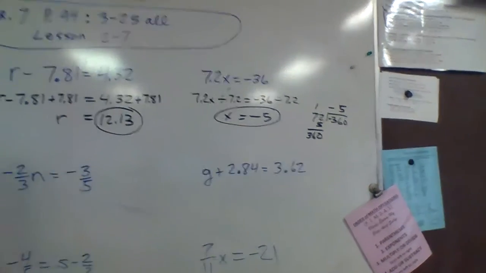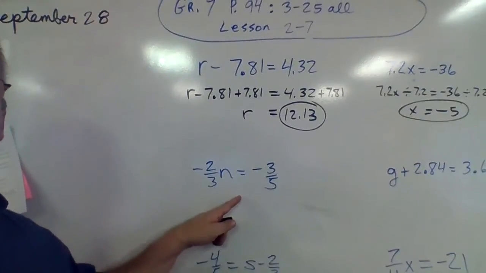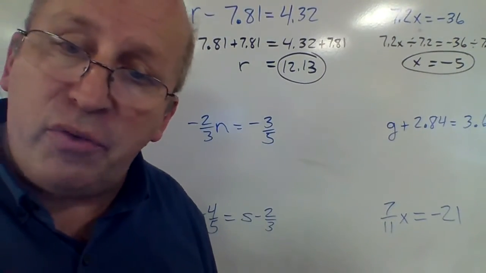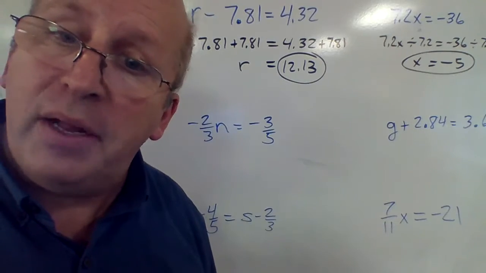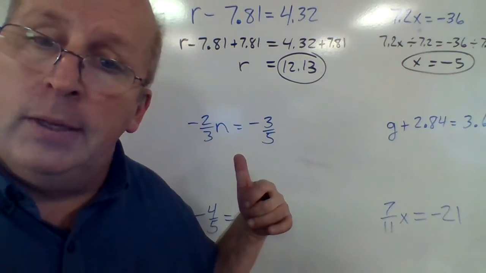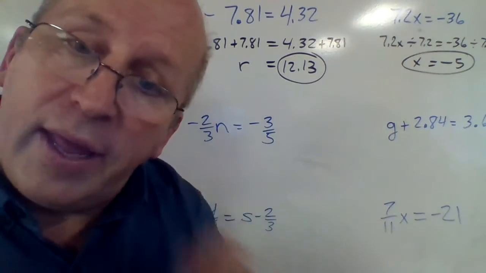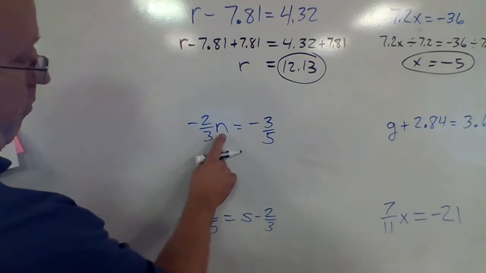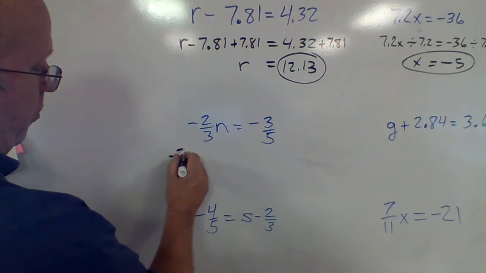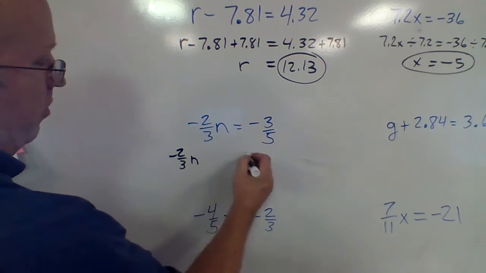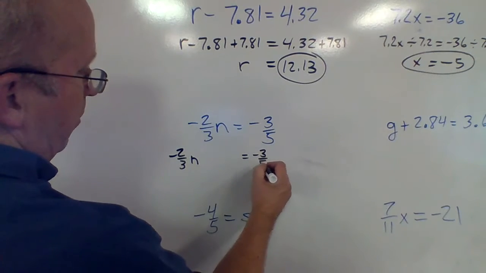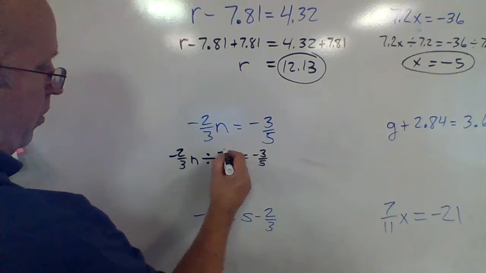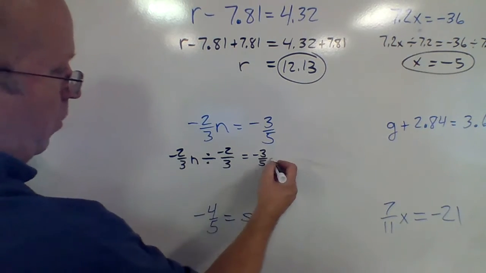Okay? Let's try this fractional one here. Now, be careful. We're not adding or subtracting fractions here. We don't need common denominators. This is a multiplying problem. We only need common denominators when adding or subtracting. We don't need them with multiplying. So, what's the opposite of multiplying n by negative 2/3? Wouldn't that be dividing by negative 2/3? Yep, it would be.